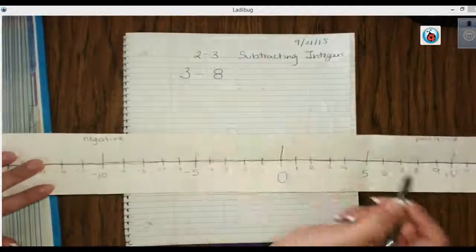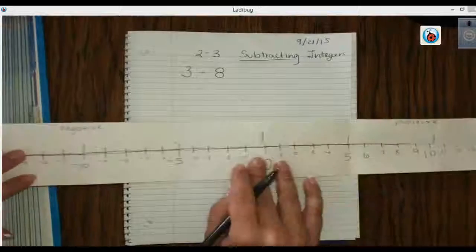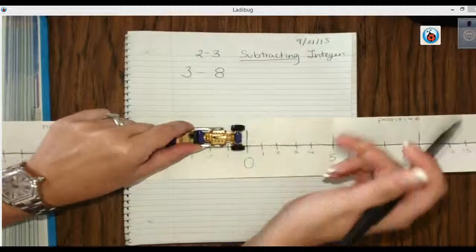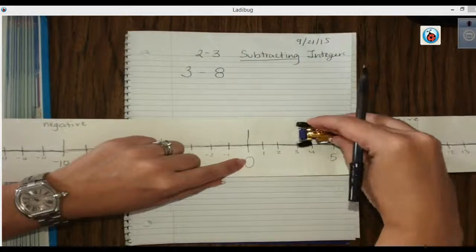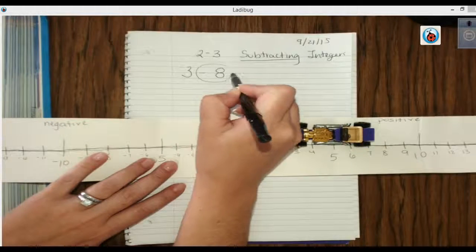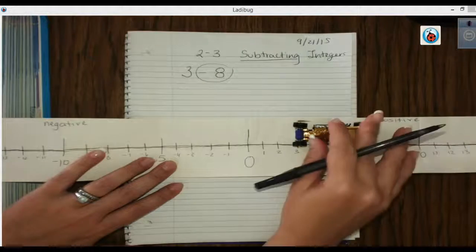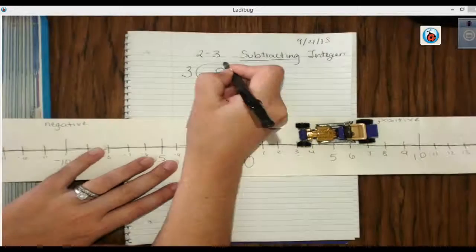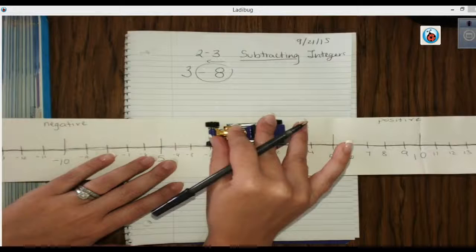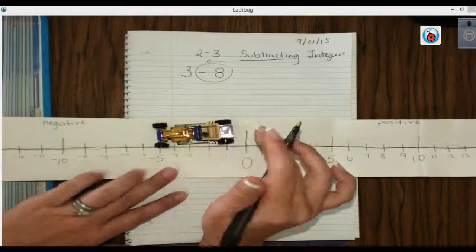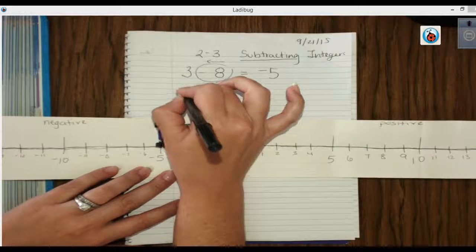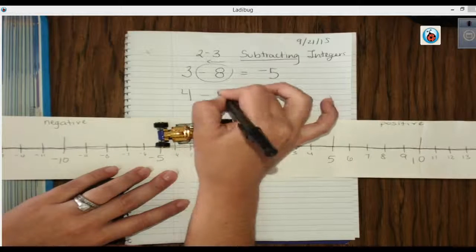So in this problem, 3 minus 8, when we are subtracting integers, we can use our car. We're going to start at 3. So let's go to 3. But because we are subtracting 8, what are we going to do? We're going to move 8 to the left. So from 3, 1, 2, 3, 4, 5, 6, 7, 8. Where did I end up? Negative 5.